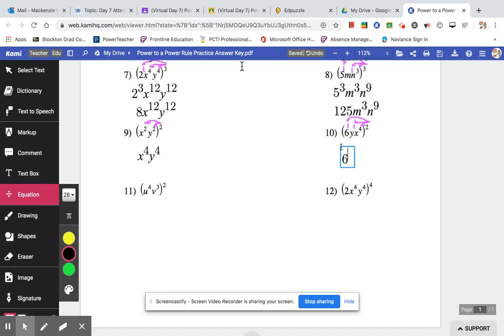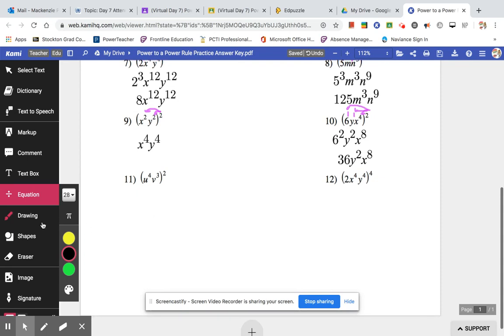So we write 6 to the 2, because 1 times 2. Y squared also, because 1 times 2. And the x had a 4, so 4 times 2 is going to be 8. And again, I know that I can simplify 6 squared to be 36. So 36 y squared x to the 8.